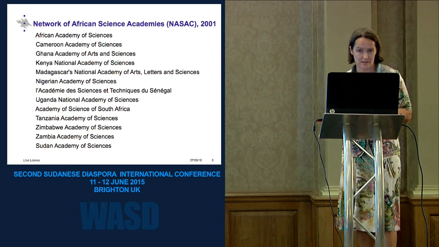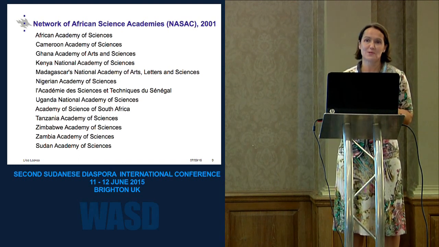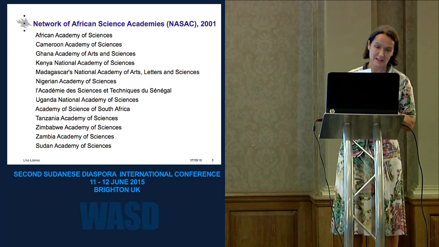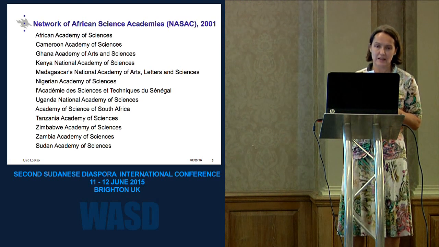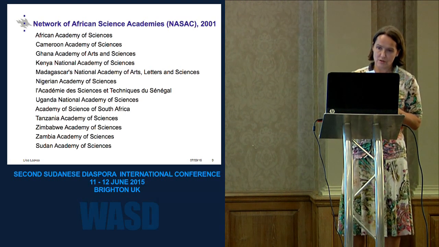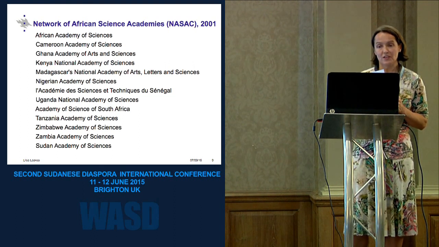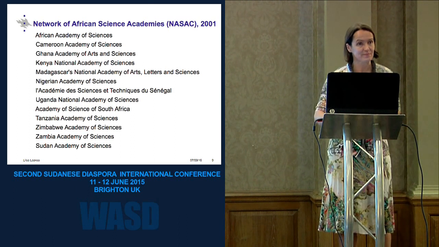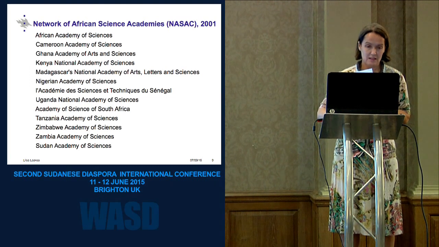So, for instance, Sudan has an Academy of Sciences. Some of you are maybe familiar with that body, and maybe you know more about it. But these academies do also work as a network, NASAC, for this international network. And the international network is actually based in Italy, where also the World Academy, TWAS, is located.